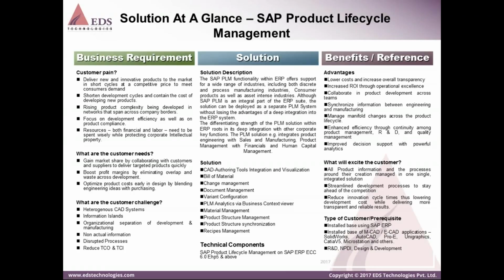So there is a rising product complexity that needs to be addressed to meet the demands of the consumers, with focus on development efficiency as well as product compliance. Any product that goes into the market has to meet certain standards and be compliant with industrial standards, environments, and so on. From the business perspective, you also have to collaborate with your customers and suppliers to deliver these products quickly into the market, boost profit margins by eliminating overlap and waste across development, and deliver the products at an optimized product cost.